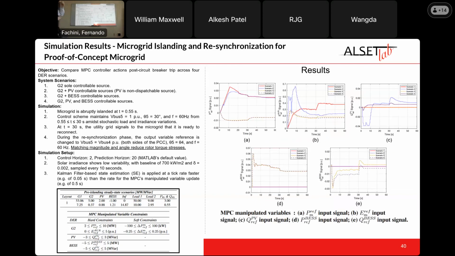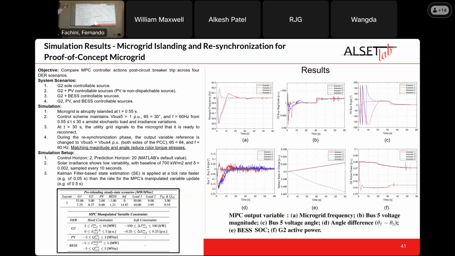This slide shows the results of the manipulated variables. Depending on the control configuration, we'll have 1, 2, or all of the sources being controlled. That's why, for instance, on plots C, D, and E, where we have QPV ref, the reactive power control reference on the PV, power reference on the battery energy storage system, and reactive power reference on the battery energy storage system, we see that in some scenarios we don't have control of these sources. But where all the sources are being controlled, the outputs display that the MPC optimization worked really well. So in all of the 4 cases, all of them managed to reach the steady state, the 60 hertz target.